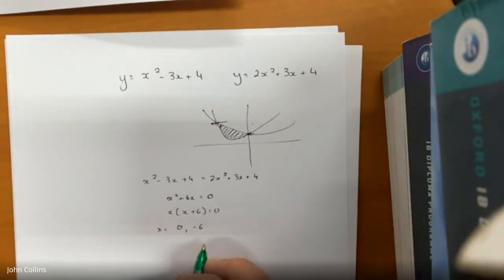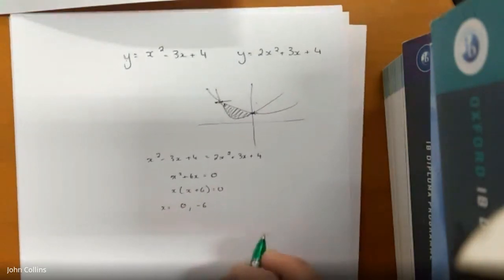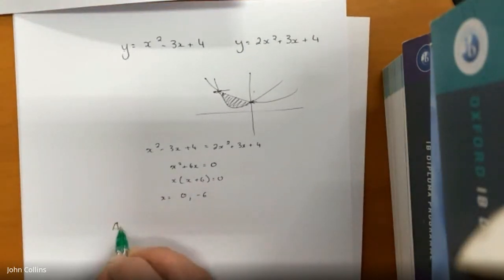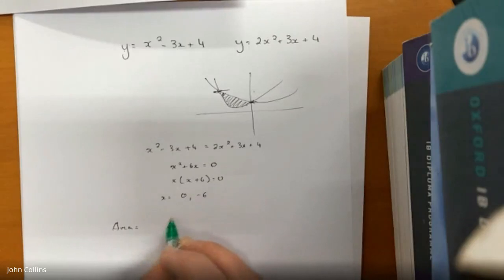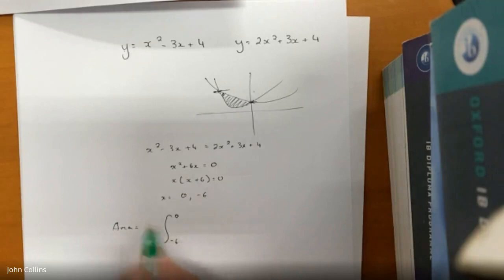What do we do with that then? Well, we're looking for the area between the two, and I think I alluded to how to do this the last day, or you may have researched it. So negative 6 would be the lower bound, upper bound would be 0. Now, this is where the sketch would be important. Which is above which?